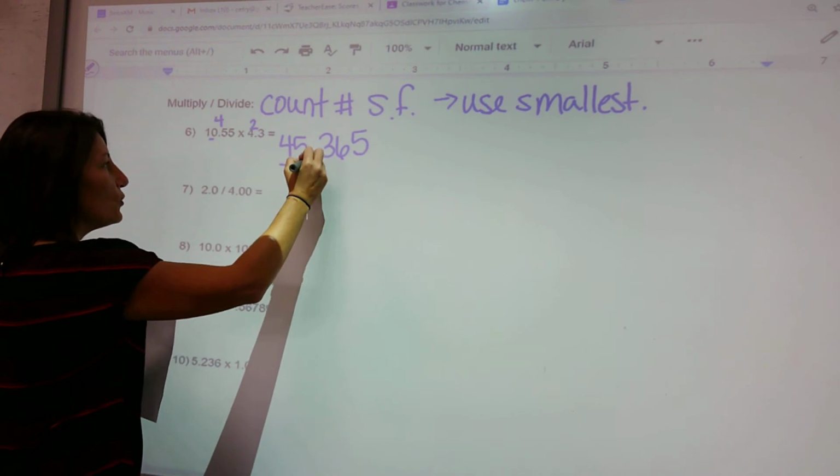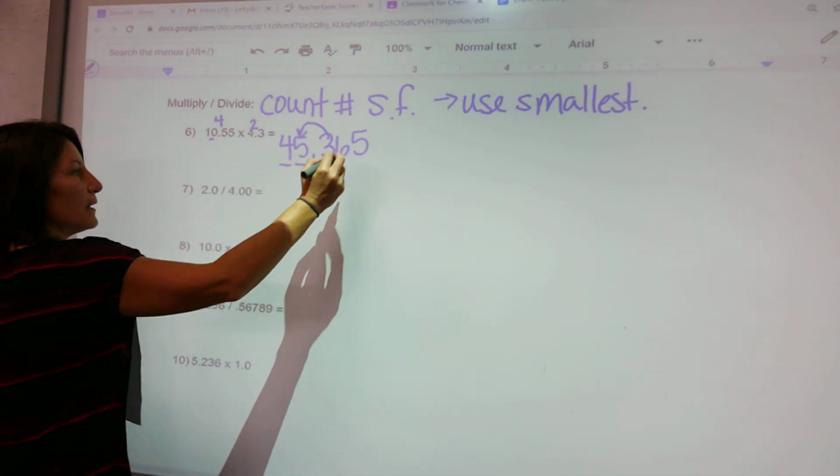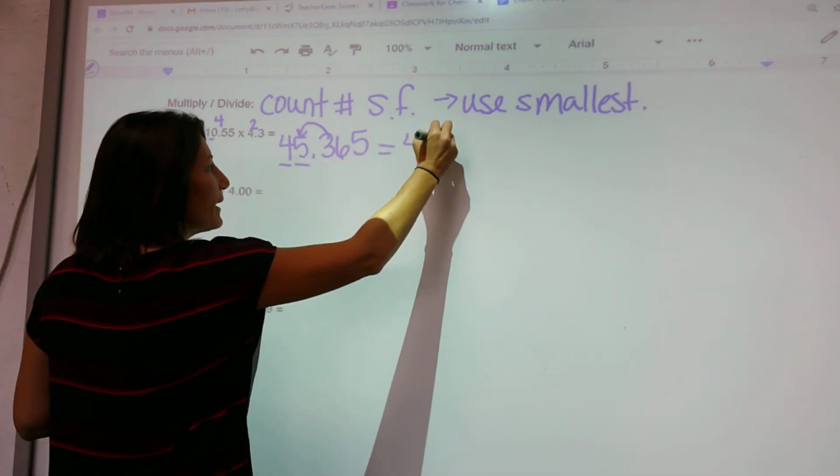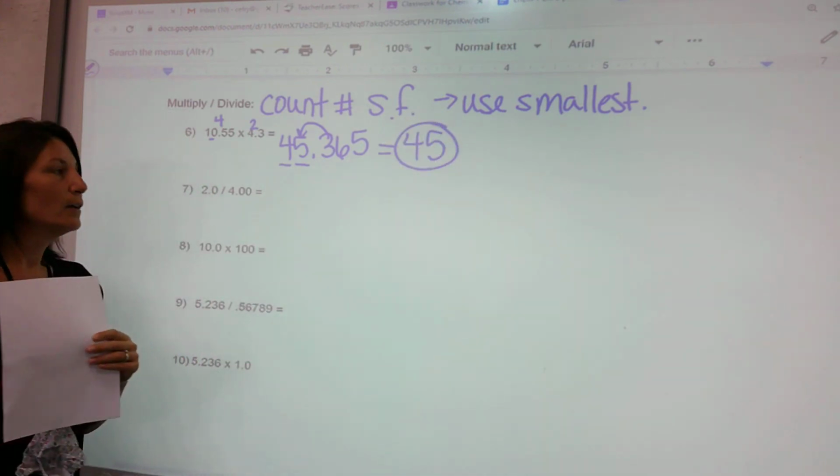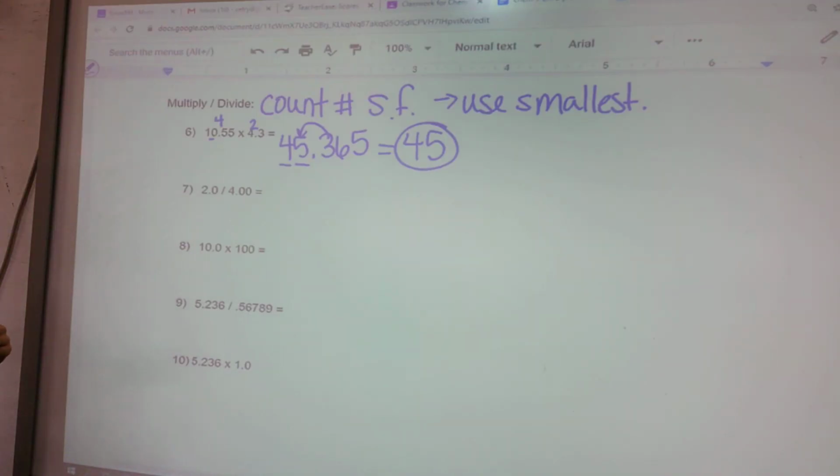So I'm going to go 1, 2, and that 3 is going to keep that at a 5. So my answer should be 45. Once again, it's all about my answer cannot be more precise than a measurement.